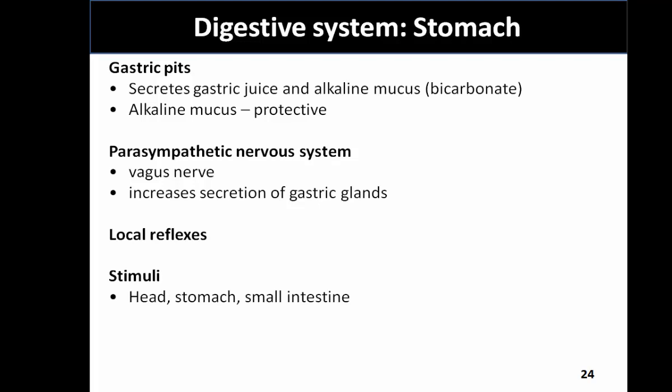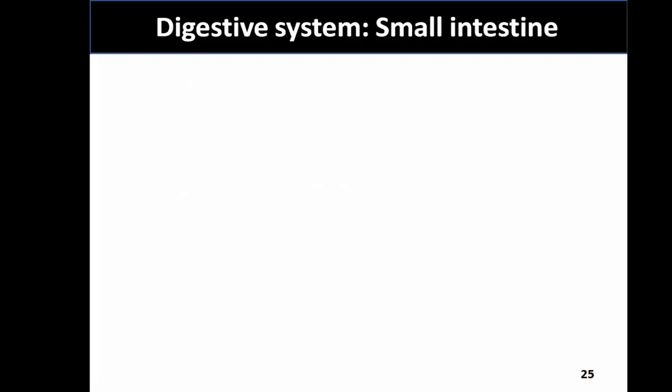There are other stimuli. So when I say head, psychological stimuli, the sight, smell, and sound of food cooking will activate the vagus nerve and begin the process of gastric secretion before we've actually consumed any food. As I mentioned, the presence of food in the stomach will also trigger gastric gland secretion, and the presence of chyme in the small intestine will also further contribute to gastric gland secretion.